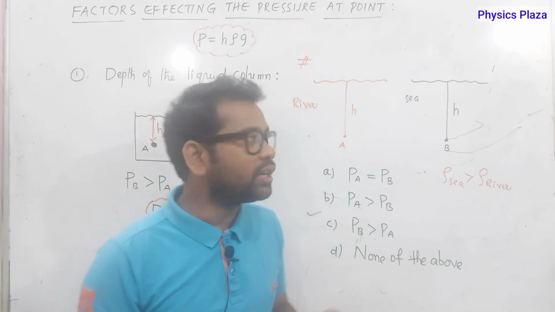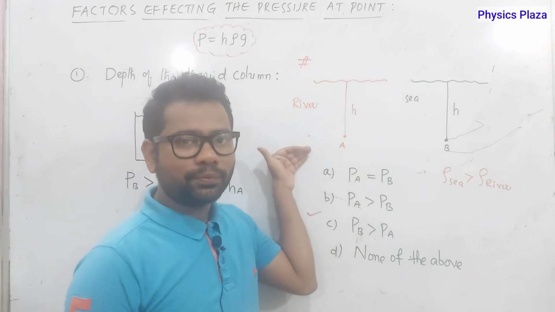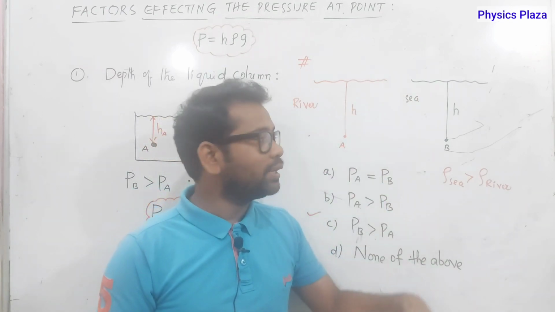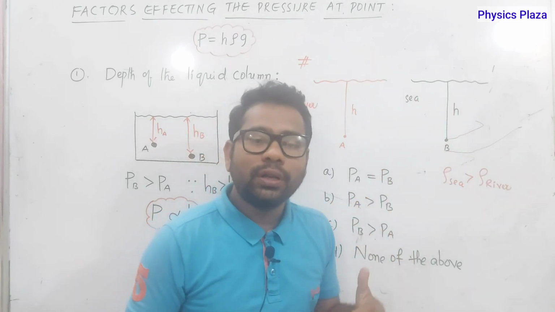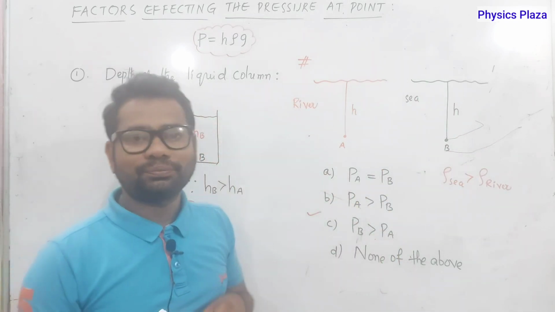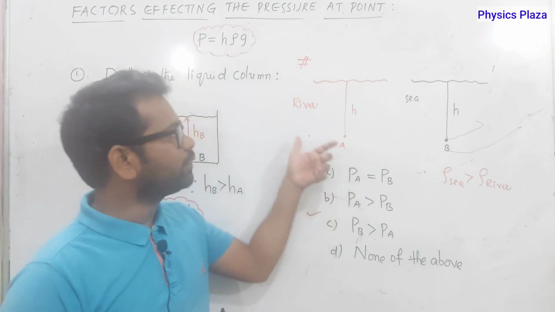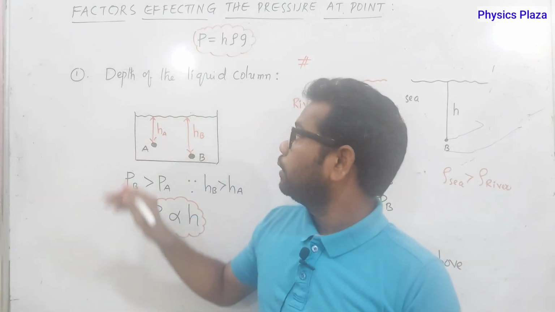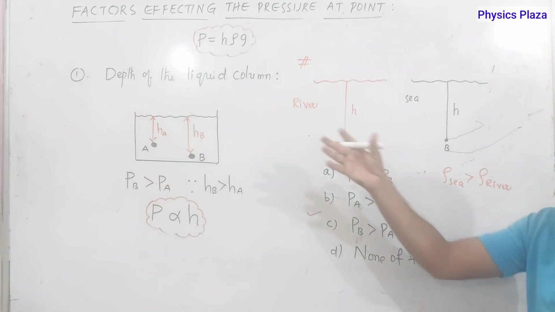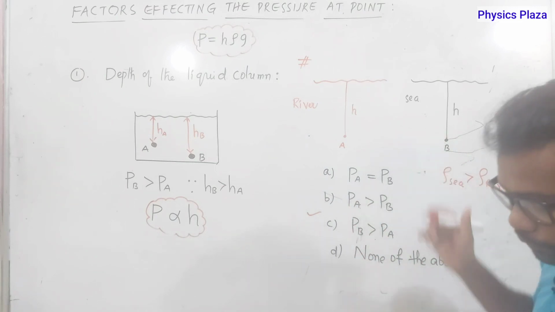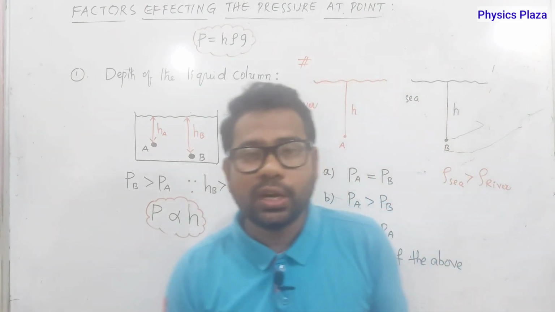So what is the conclusion, children, here? At the same depth, the pressure exerted in sea water is more than that of the river water. Am I clear? Fine. So this is the depth of the liquid and the density of the liquid. Then the third factor is what, children?